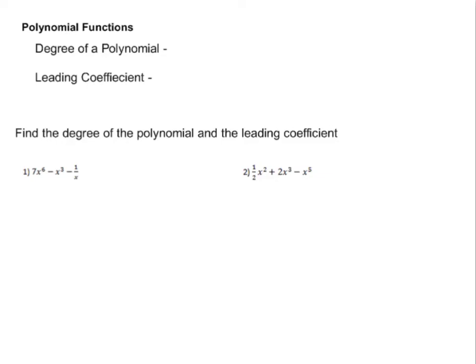This is the lesson on polynomial functions. We will be discussing the degree of a polynomial and what the leading coefficient means, as well as something called end behavior. So the degree of the polynomial is just the highest exponent.